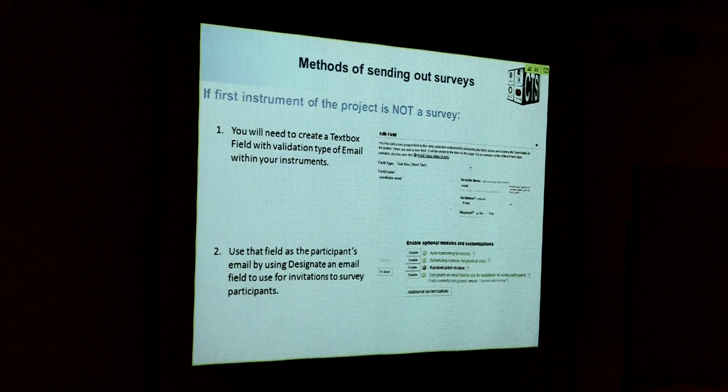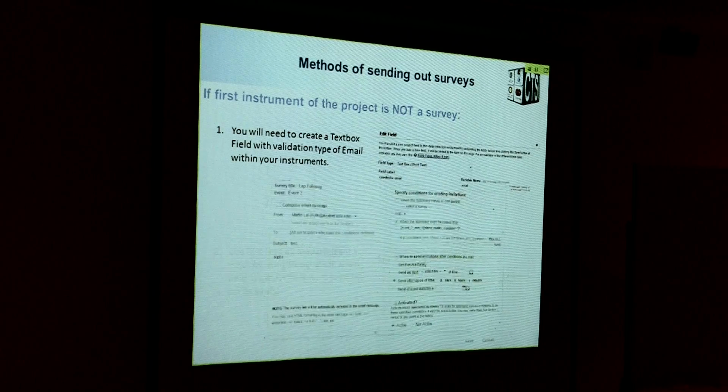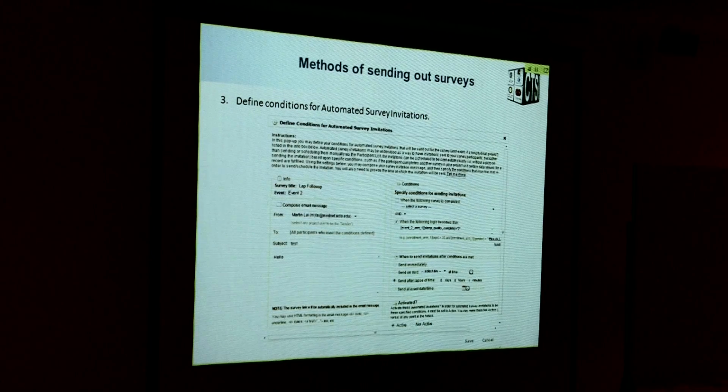So if the first instrument is not a survey, you can utilize the automatic survey invitation method, in which you designate a text box field in an instrument somewhere in your project to be an email field. And then you will enable the designate an email field to use for invitations to survey participants. You will have to enable that function and then choose that particular text box field as your email field so that you can send automated survey invitations.